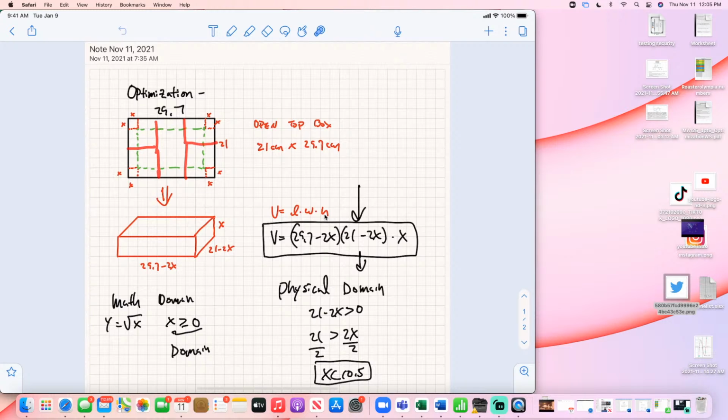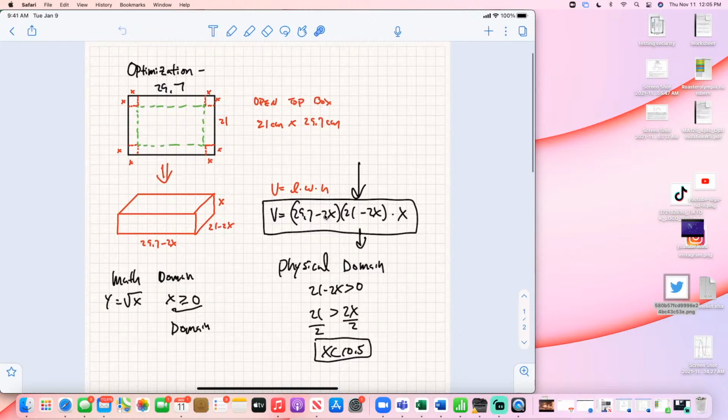So that's why 10.5 is called a physical restriction, a physical domain, because a physical domain provides you a resource that you can only use this much. You can only cut this much. You cannot cut more. You can cut as much as just under 10.5, but not 10.5. If you cut 10.5, then you don't have paper left on one side, not even a string.